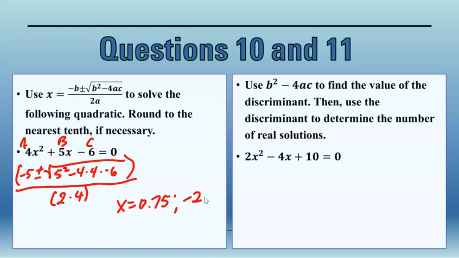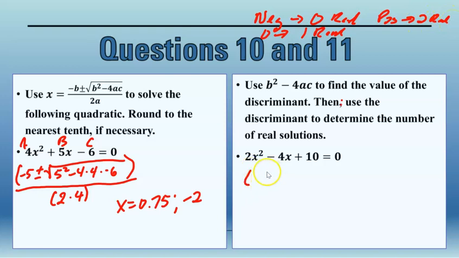Question 11. Use b squared minus 4ac to find the value of the discriminant. Then use the discriminant to determine the number of real solutions. So if the discriminant is negative, I have 0 real solutions. If it's equal to 0, I have 1 real. And if it's positive, I have 2 real.